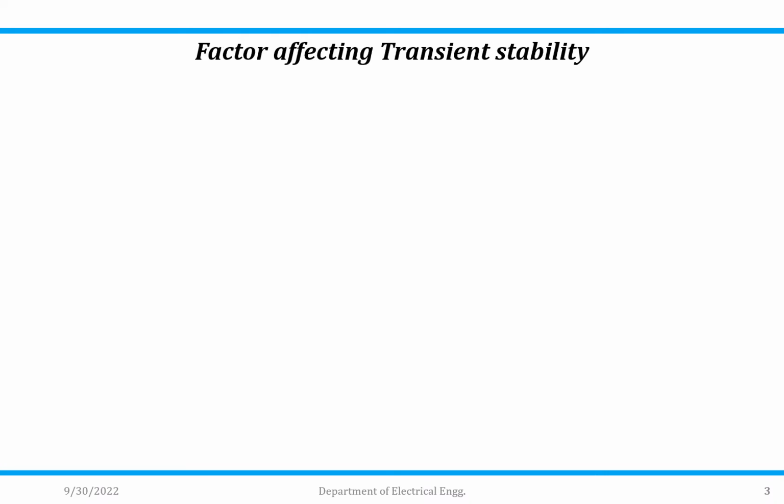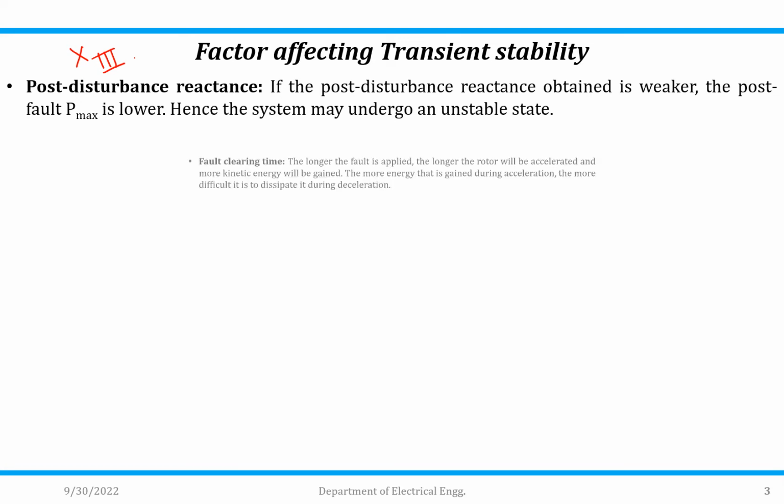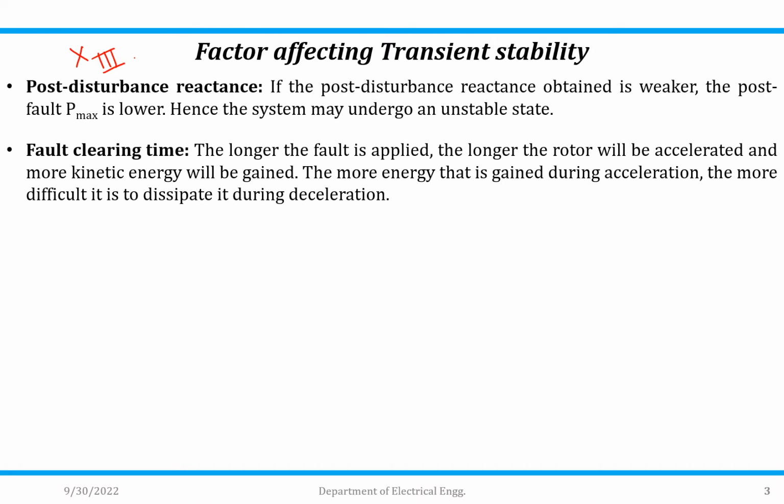Let's discuss factors affecting transient stability. First is post-disturbance reactance. This post-disturbance reactance is nothing but your X3. So, if the post-disturbance reactance obtained is weaker, the post-fault Pmax will be lower, and hence the system may undergo an unstable state. Second point, fault clearance time.